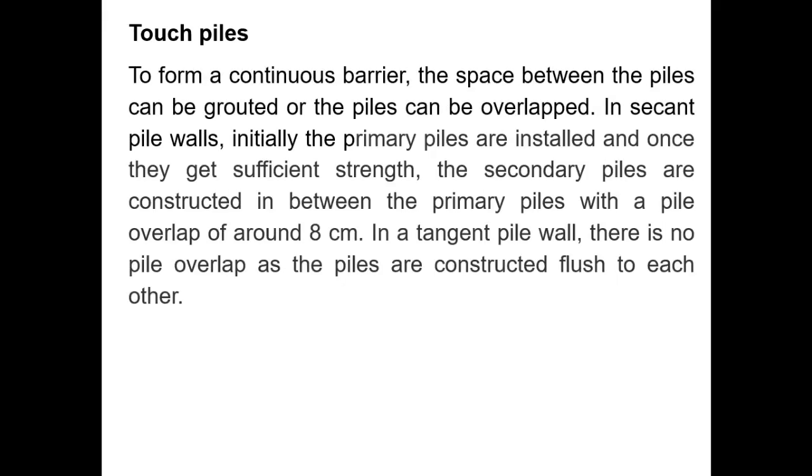To form a continuous barrier, the space between the piles can be grouted or the piles can be overlapped. In secant pile walls, initially the primary piles are installed, and once they get sufficient strength, the secondary piles are constructed in between the primary piles with a pile overlap of around 8 cm. In a tangent pile wall, there is no pile overlap as the piles are constructed flush to each other.